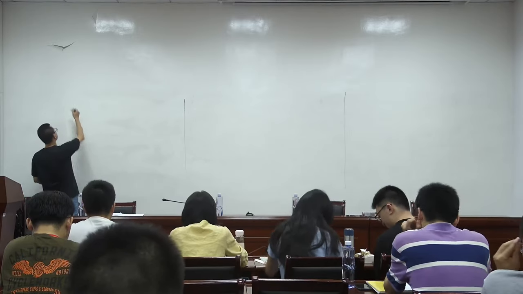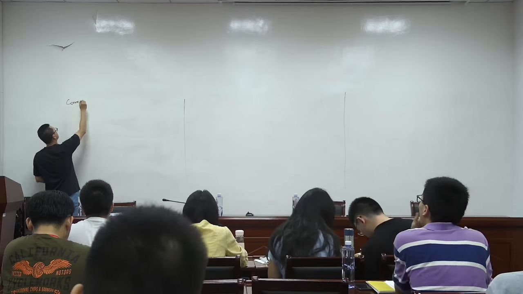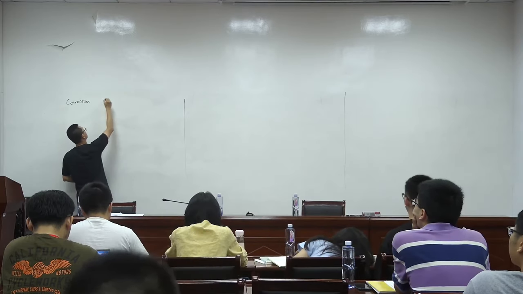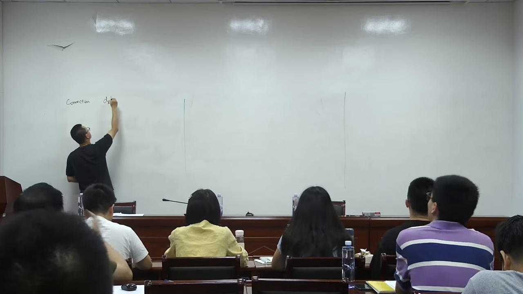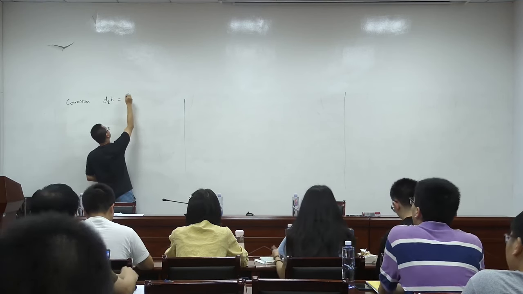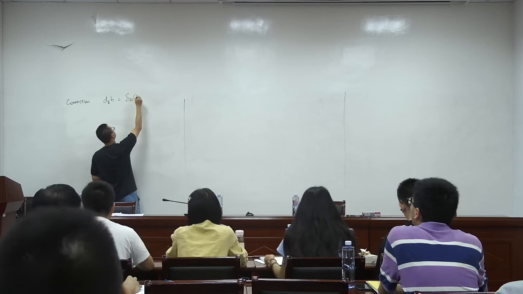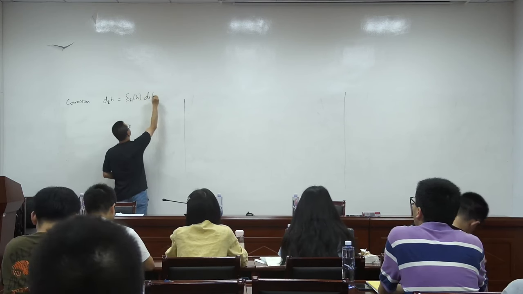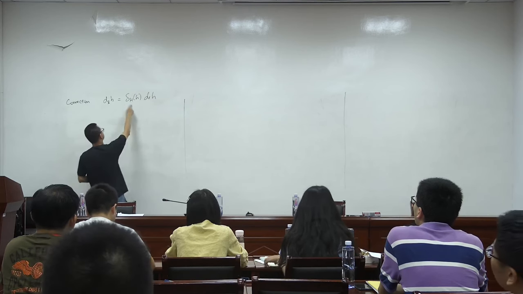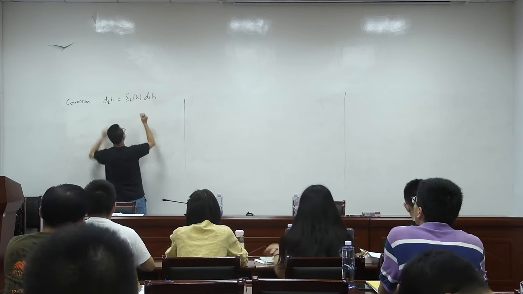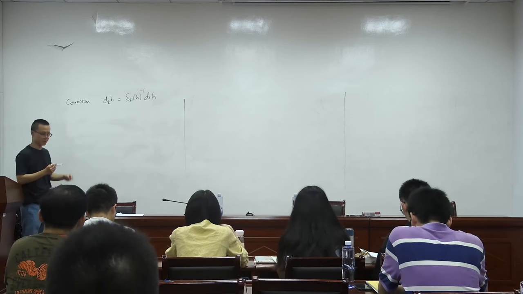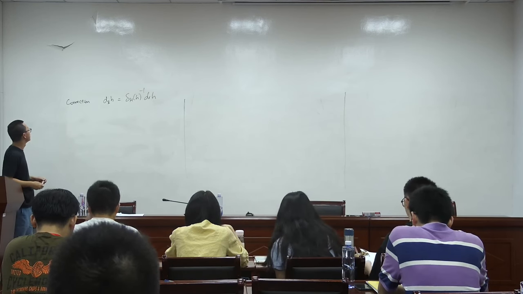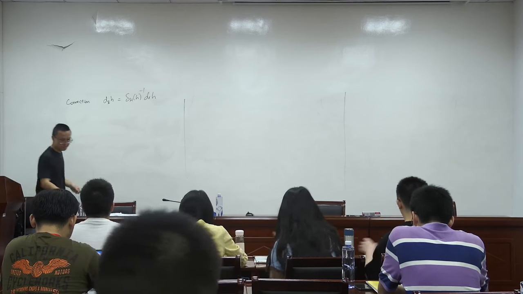So just a minor correction. Last time I wrote, if H is not a unimodular group, then we have this. But actually the character should be on the left, not on the right. So I take a minus one power. Okay, so like this.